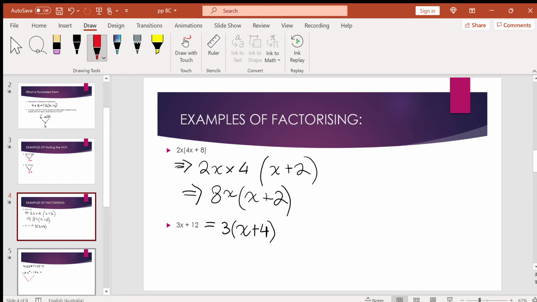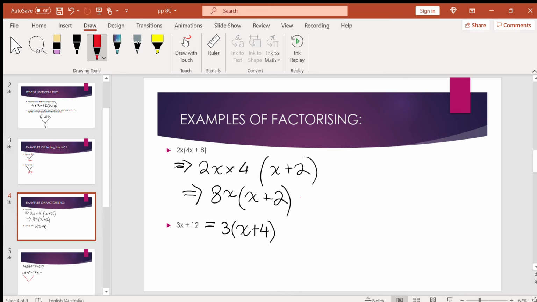Some examples of factorizing is 2x times 4x plus 8. We can take out the HCF in 4x plus 8, as we can see that 4 is the shared term between both of these. So we take out 4, and we have to multiply it by 2x, as 2x is being multiplied by this bracket. So that becomes 2x times 4 times the bracket x plus 2. This becomes 8x times x plus 2.